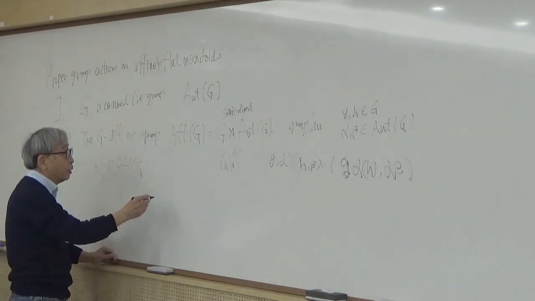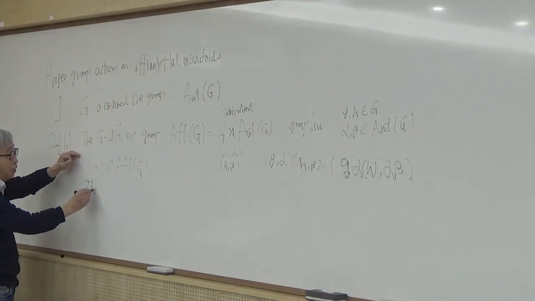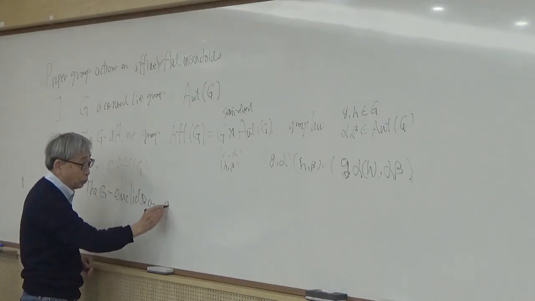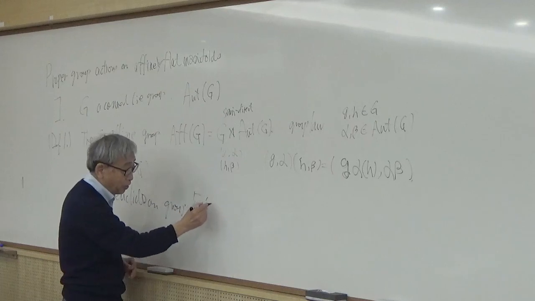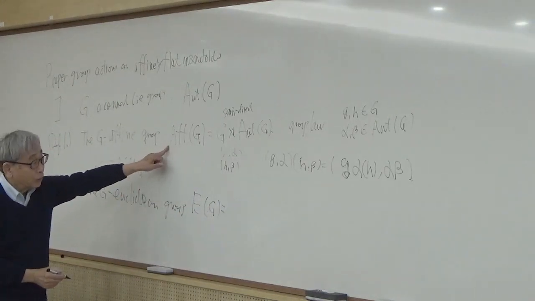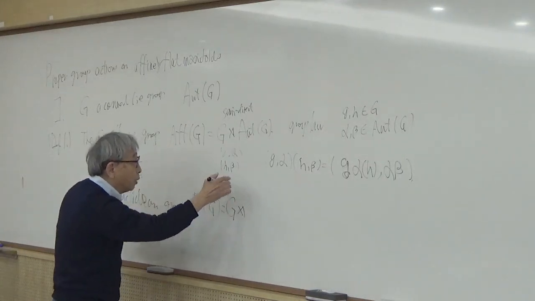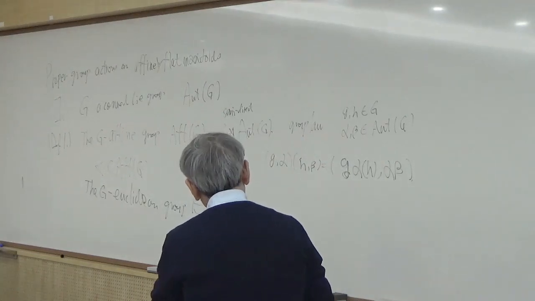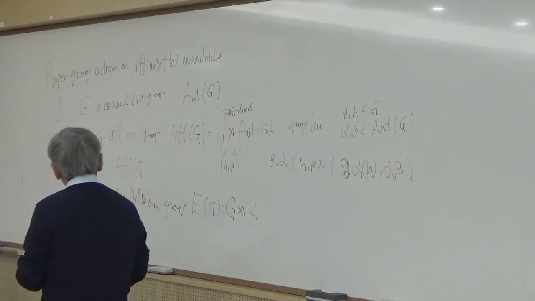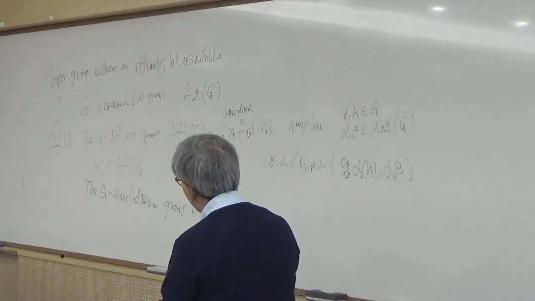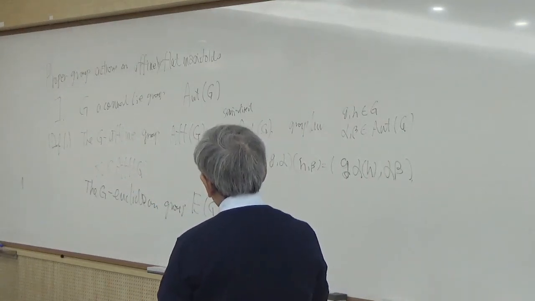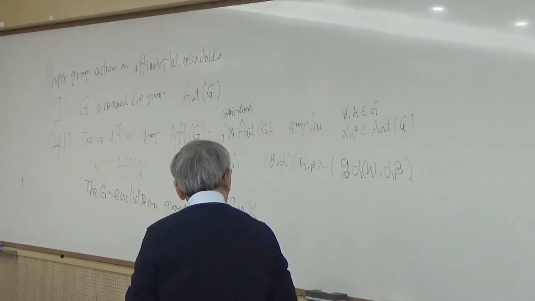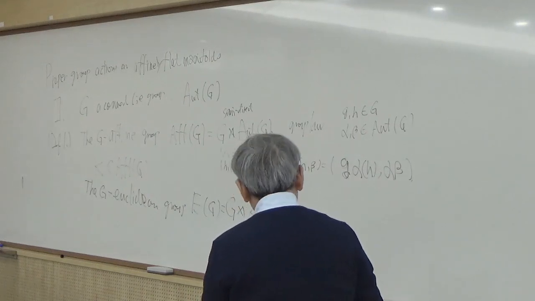Then another group called the G Euclidean group, I say E(G). This is a subgroup of this one, the semi-direct product of G with the maximal compact subgroup K. This is the definition of the affine group, the G affine group and the G Euclidean group. So if you take a different G, then there are a lot of such G affine groups and G Euclidean groups.